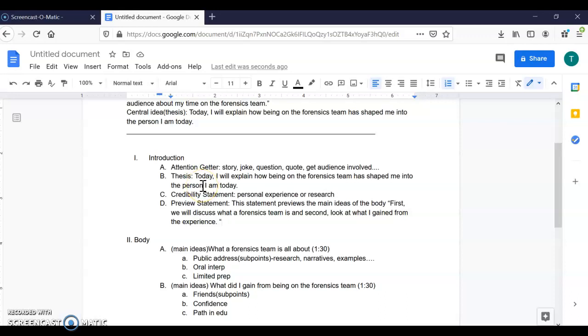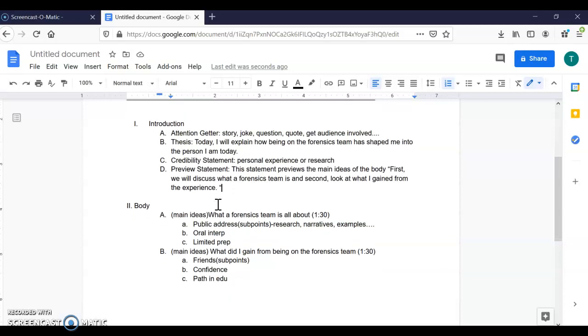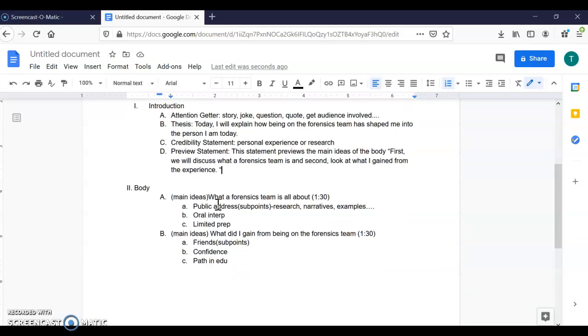Second comes your thesis, which is done for you because you did your speech plan. So it's that central idea. Third is your credibility statement. Tell your audience why you're the expert. You can establish that through personal experience or through research. And then last in your introduction is always your preview statement. Okay, your preview statement is done because you constructed your body first. So the preview statement previews just the main ideas, not the subpoints, just the main ideas.